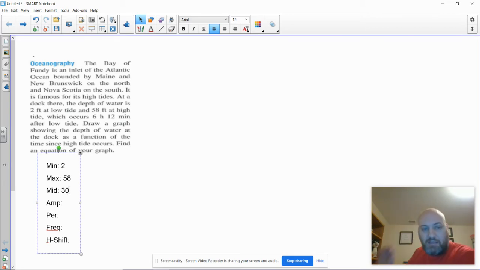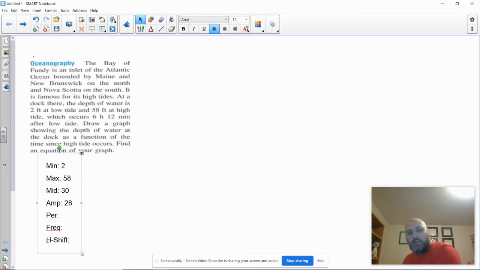The amplitude is the distance from the midline to the minimum and the maximum. It should be the same. So it is 28. And that works as 30 minus 28 is 2, and 30 plus 28 is 58.